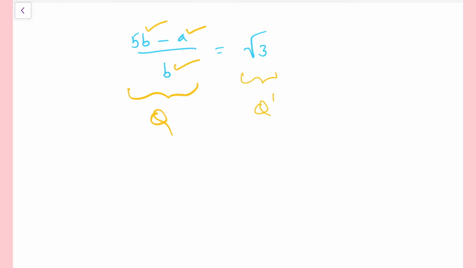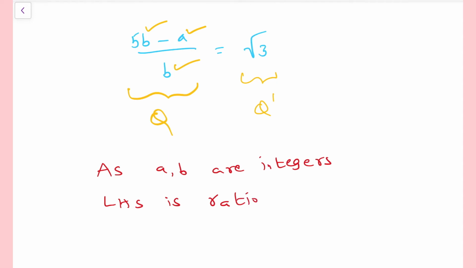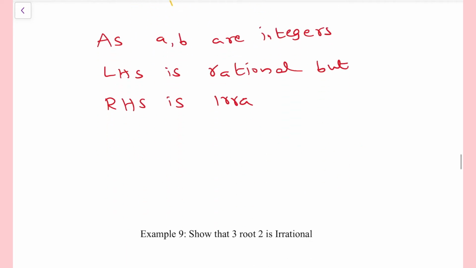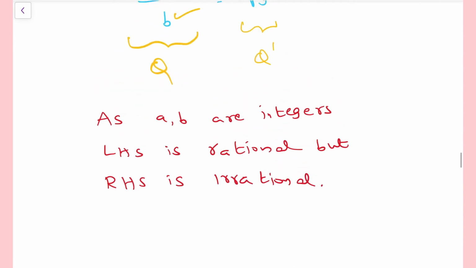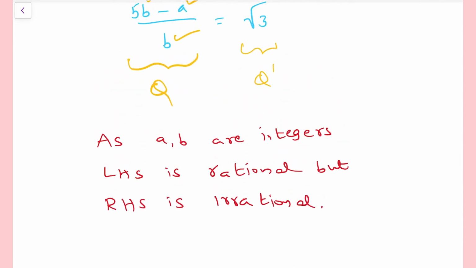So we need to write the statement as: a, b are integers, LHS is rational, but RHS is irrational. This contradiction has arisen due to our wrong assumption.